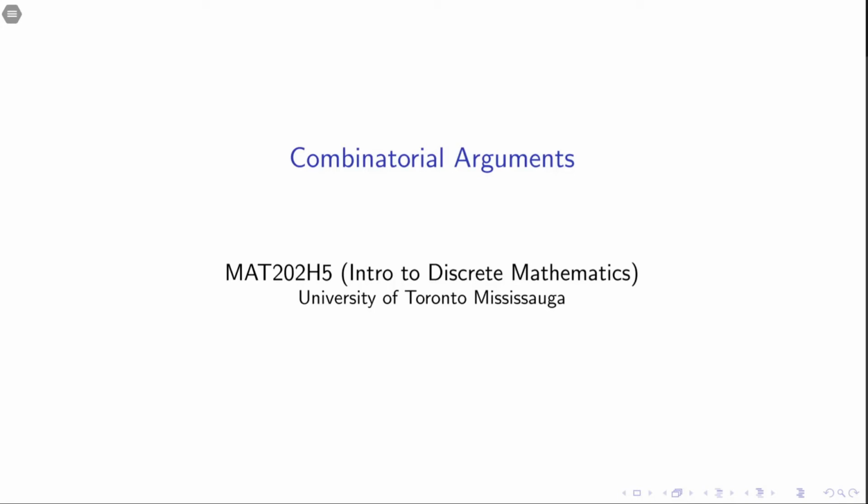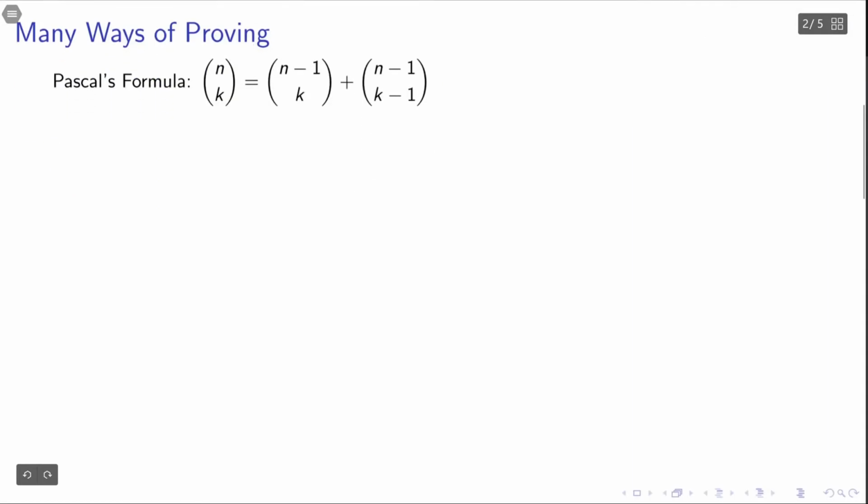Okay, so combinatorial arguments. We've seen Pascal's formula before: n choose k is equal to n minus 1 choose k plus n minus 1 choose k minus 1. Right? These are the binomial coefficients. And note that we can prove this using algebra.